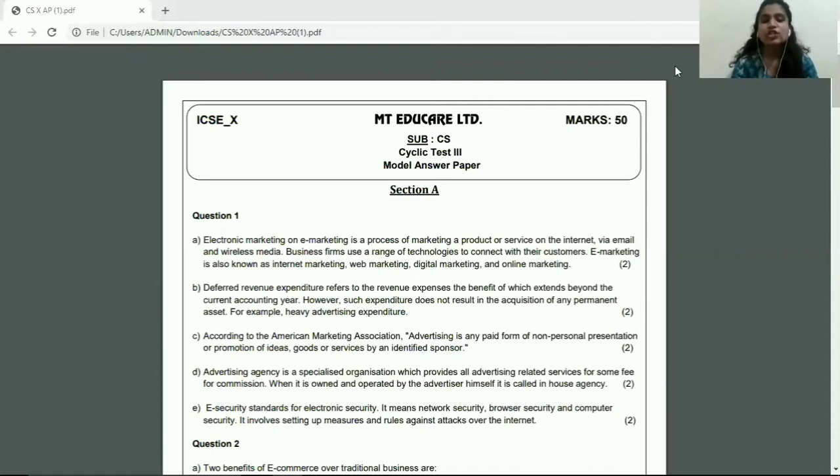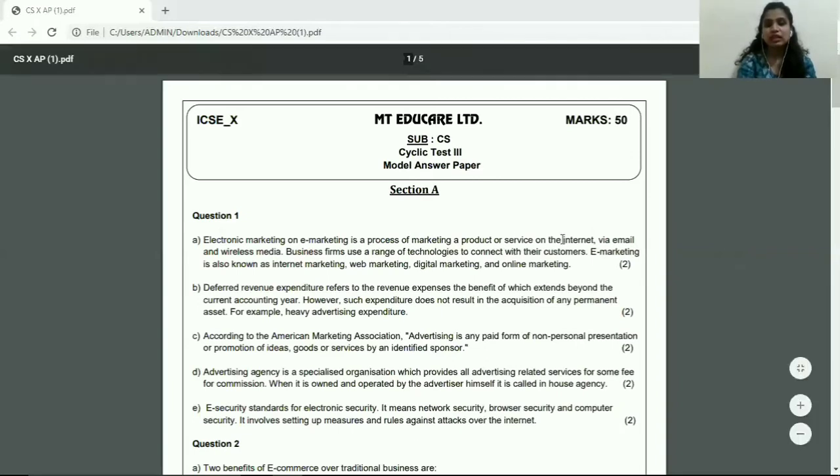Section A, question 1A. What do you understand by e-marketing, or what is e-marketing? Now students, you can write this answer in your own words. You can add 2-3 sentences trying to explain this answer. The important keywords over here are marketing a product through internet, email, wireless media. So these are the important keywords that have to be there compulsorily in your answer.